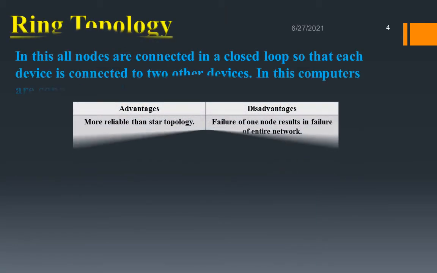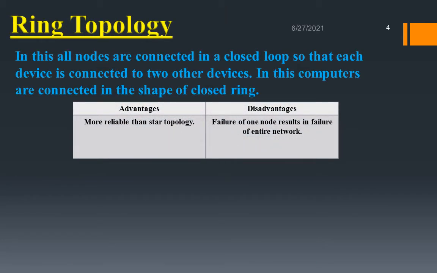देन नेक्स्ट इज ring topology. In this, all the nodes are connected in a closed loop so that each device is connected to other devices. In this, computers are connected in shape of closed ring. एक रिंग की तरह होता है बेटा. इसकी एडवांटेज ये होती है, मोर रिलायबल होता है, इस पर विश्वास किया जा सकता है स्टार टोपोलॉजी से ज्यादा. बट डिसएडवांटेज ये होती है, अगर कोई भी एक नोड फेल हो गया तो पूरा नेटवर्क फेल हो जाता है.